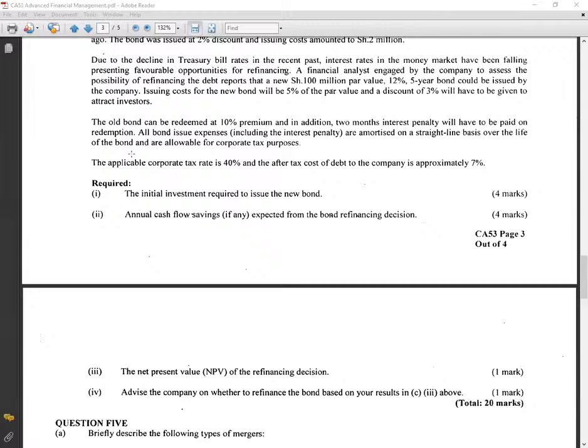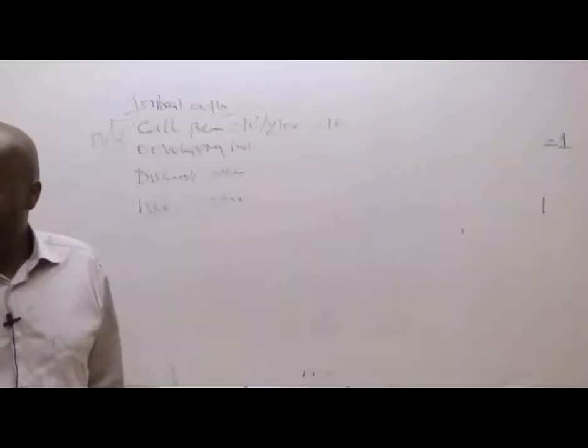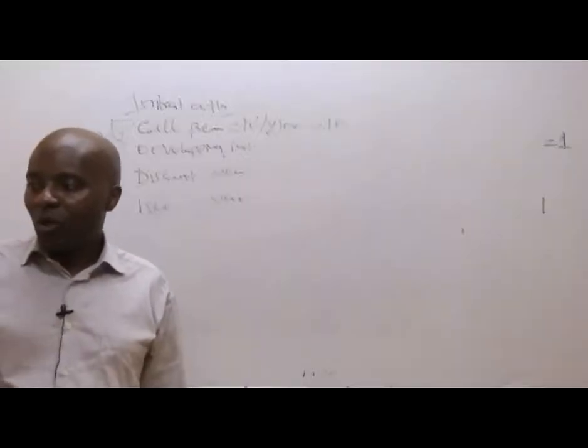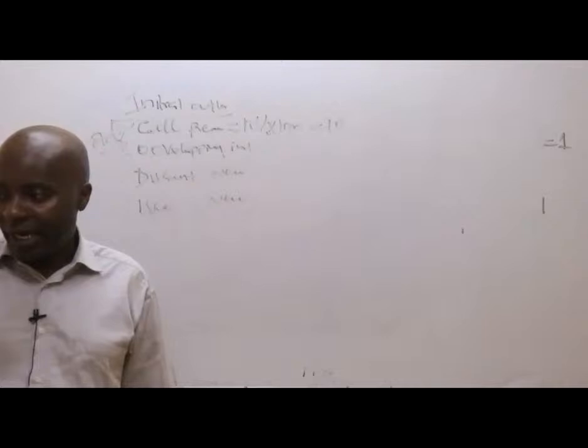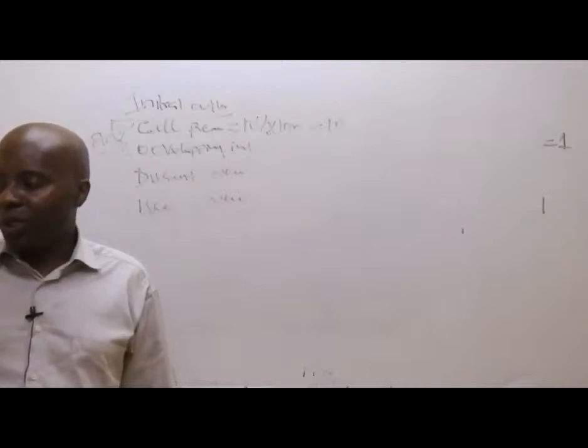Overlapping interest, remember these two. Tulisema hizi mbili ni gani? Hizo mbili ni za old. Remember hizo mbili ni za old. The first two are old. So call premium, tumesema ni 10. How about overlapping interest? Old bond interest.